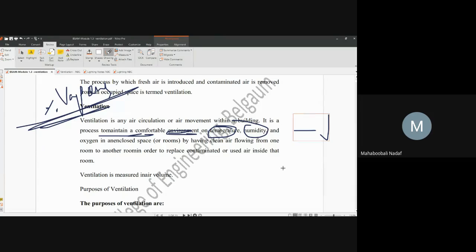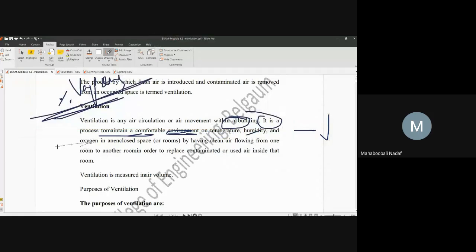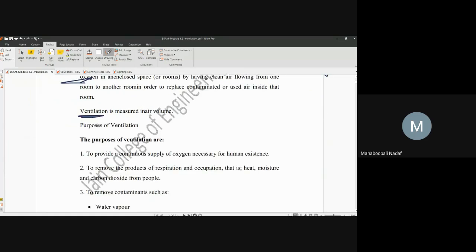Temperature, humidity, oxygen: these three things are there. To maintain them within the standard limits, we require a process. We call it ventilation. Generally, ventilation is measured in terms of air volume.